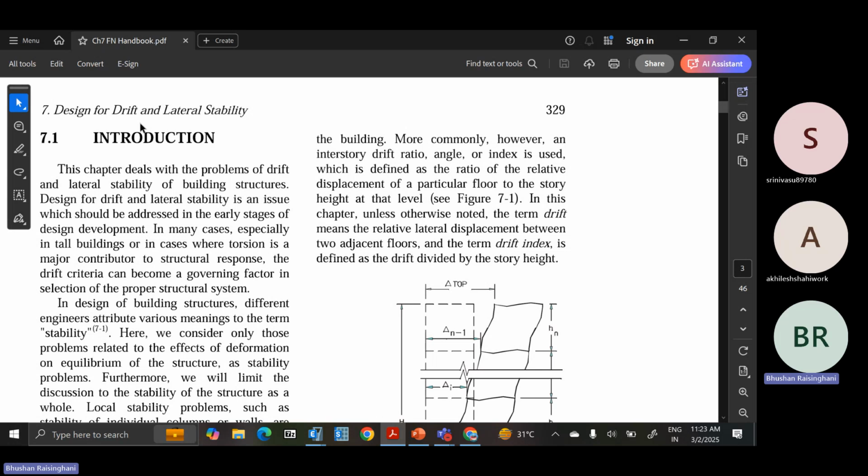And these sway frames have different criteria to satisfy for all these aspects, as mentioned in our codes and the textbooks.